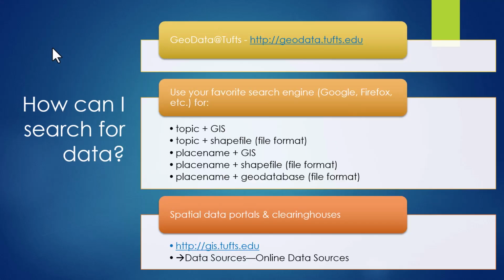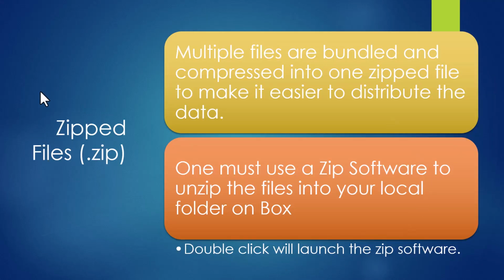And also you can find information by simply searching on the web using different search engines like Google, Firefox, and you can just type the topic that you're interested in, plus sign GIS, or plus sign format, file format, etc. So these are combinations that I usually use to look for data on the web. Now, most of the time, the files that you will be downloading come in a zip file. We have talked about it during class. These are usually multiple files that are bundled and compressed into one zip file. And this is just because it's easier to distribute this data.